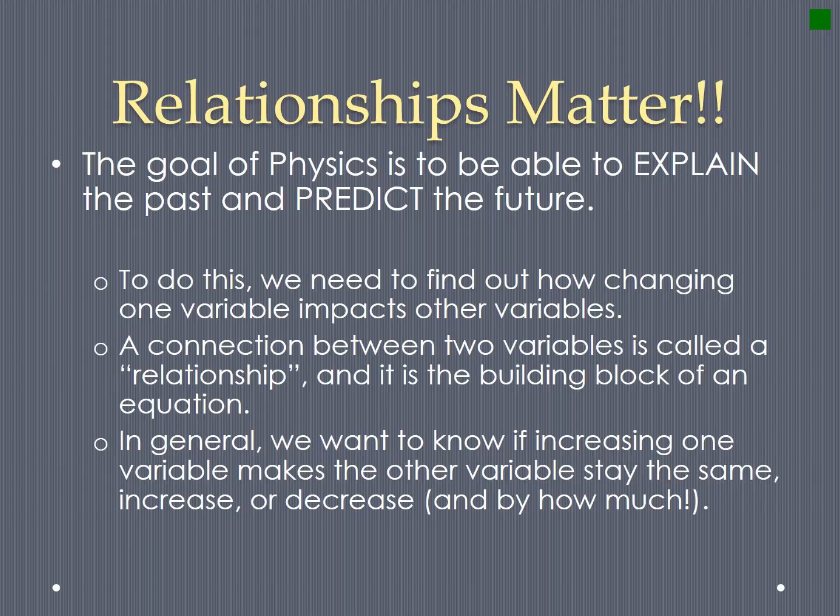With the goal in mind of being able to explain or predict the past and the future, we want to know how variables affect others. And if you can find a connection between two variables, this is known as a relationship. Generally speaking, we want to know if increasing one variable makes the other variable stay the same, increase, or decrease. And we'll talk about the specific names for these types of relationships.